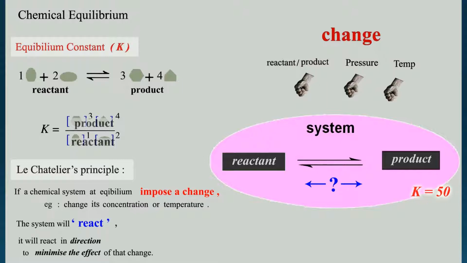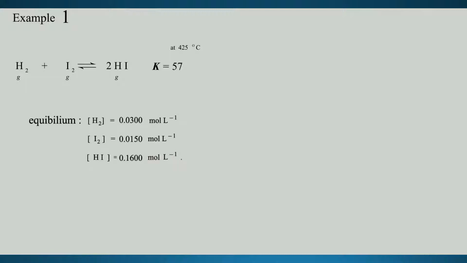I address this matter now, and the answer is the K will not change by Le Chatelier's principle. It will remain constant, no change. Now I'm going to prove it to you by experiment. In this equation, I have a K value, which comes from the concentrations at equilibrium. I put product over the reactant, and that gives me the K value.